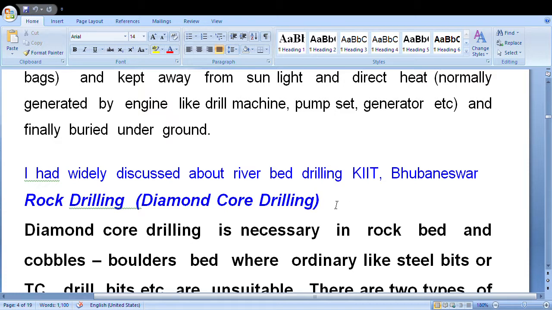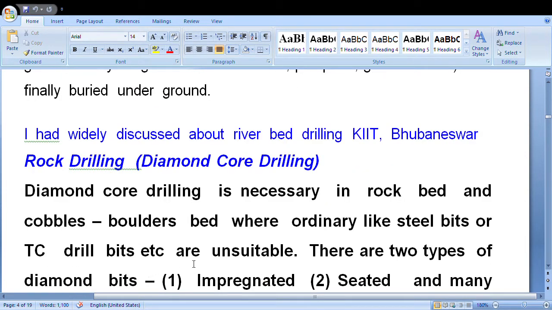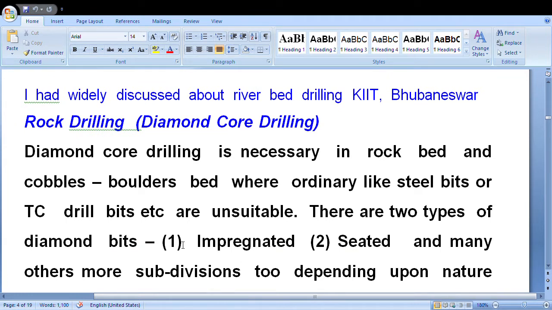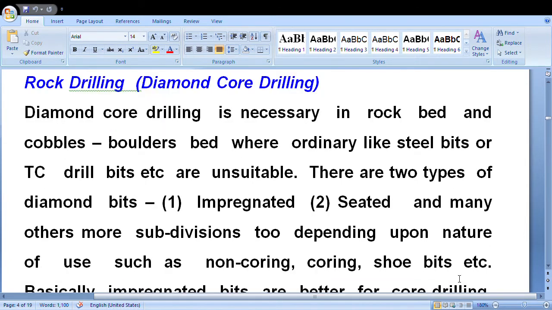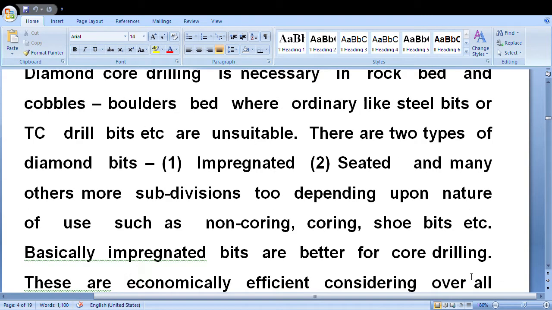Basically, for investigation purposes, diamond core drilling is necessary in rock beds and cobble-boulder beds, where ordinary bits like steel bits or TC bits are unsuitable. There are two types of diamond core bits: one is impregnated, another is seated. There are many other types of bits also, with many subdivisions depending upon the nature of use, such as non-coring, coring, shoe bits, etc.